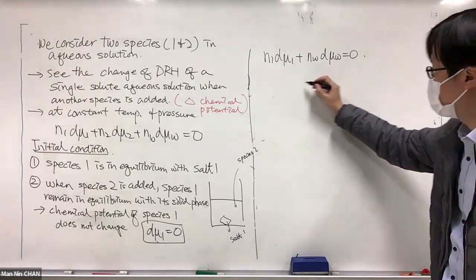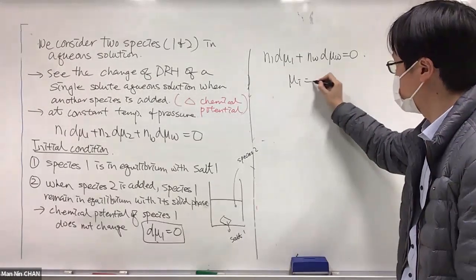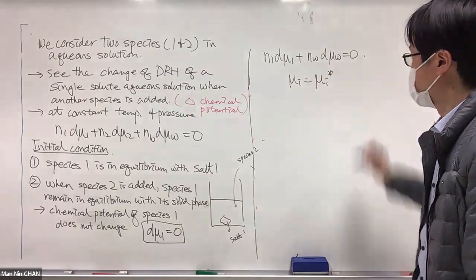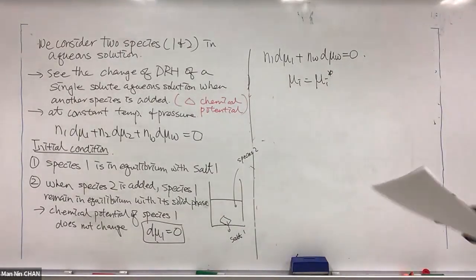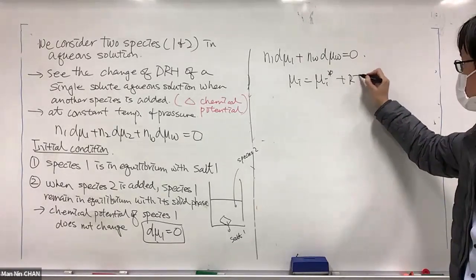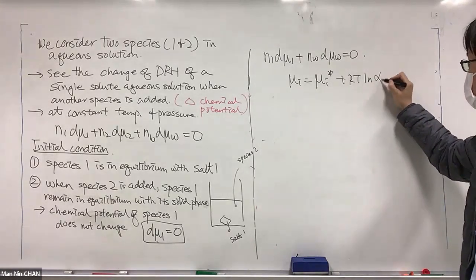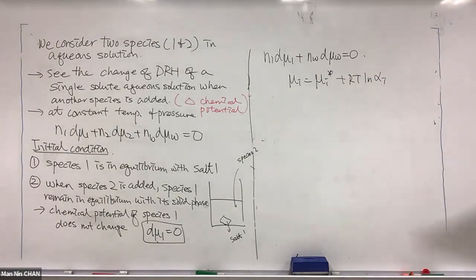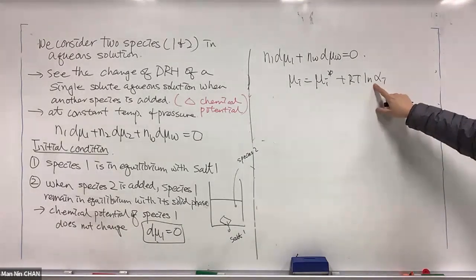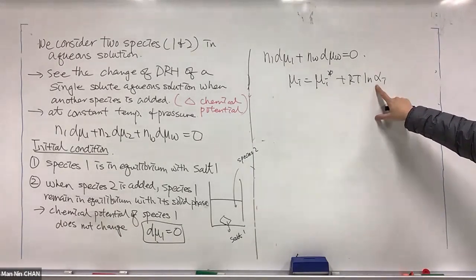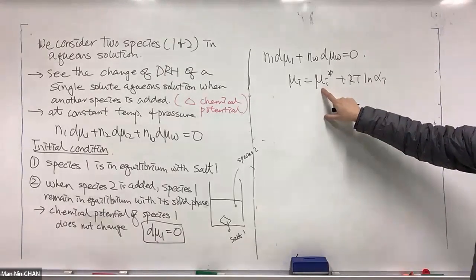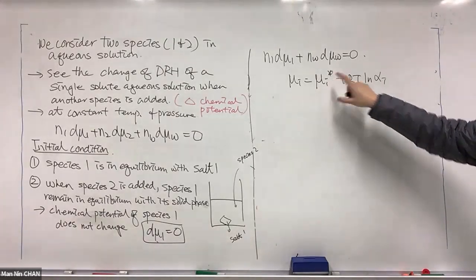So for solution phase, for the chemical potential for a certain species, you can just expand this equation. Remember, for the solution, you use the activity of the species. Okay, this is the chemical potential of the species at reference state.